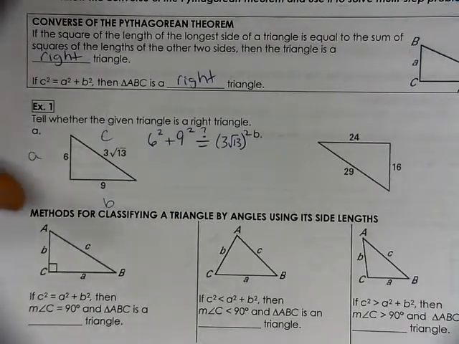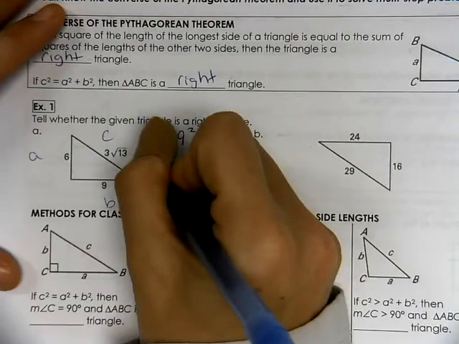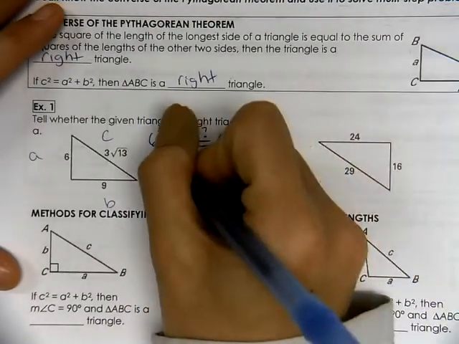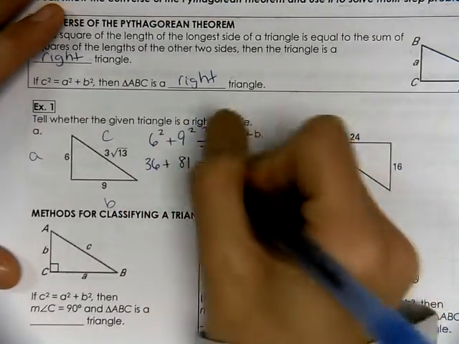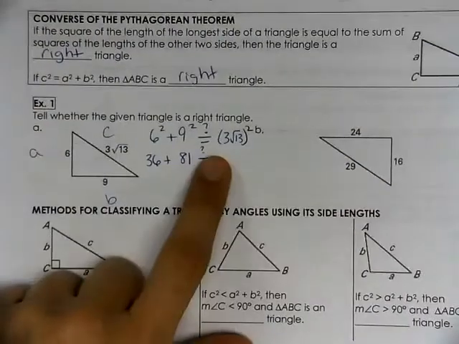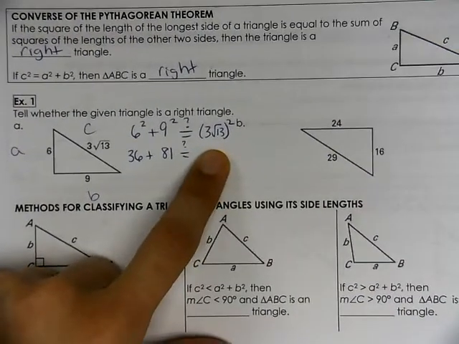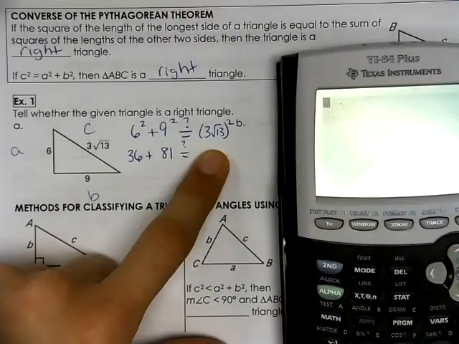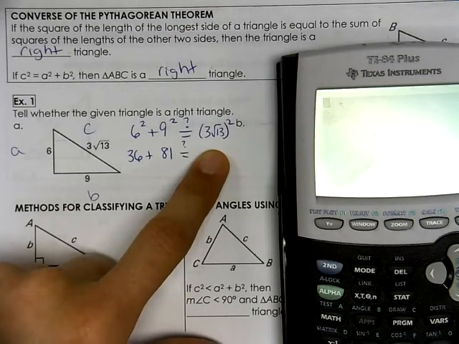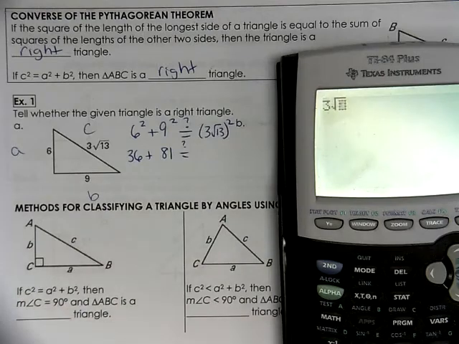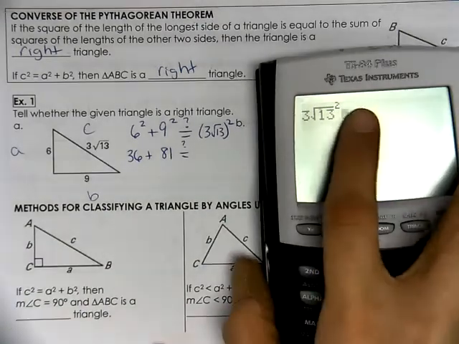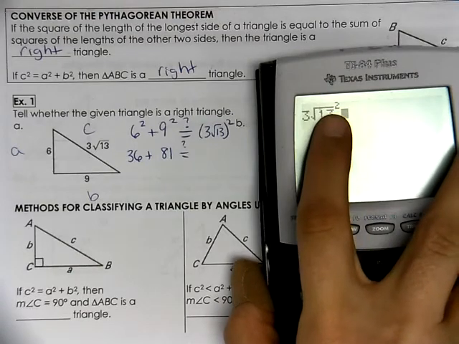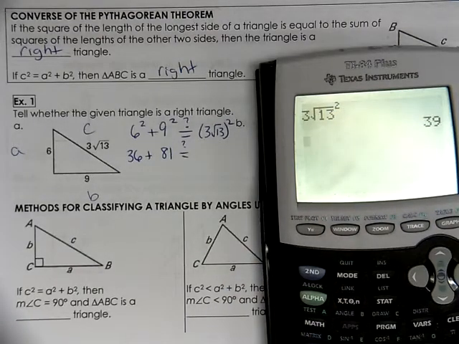What's 6 squared? What's 9 squared? Okay, here's the tricky part. Putting 3 root 13 in your calculator. Here's what you should not do. Either calculator, this is what you should not do. Because what the calculator is going to do is only square the root 13. And you get 39. That's not right.